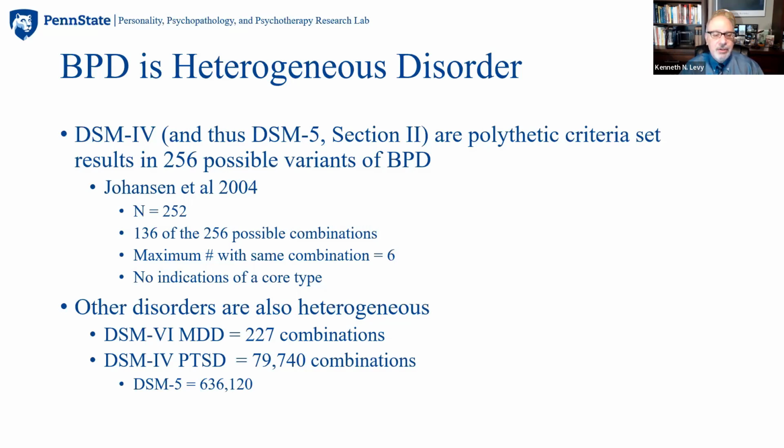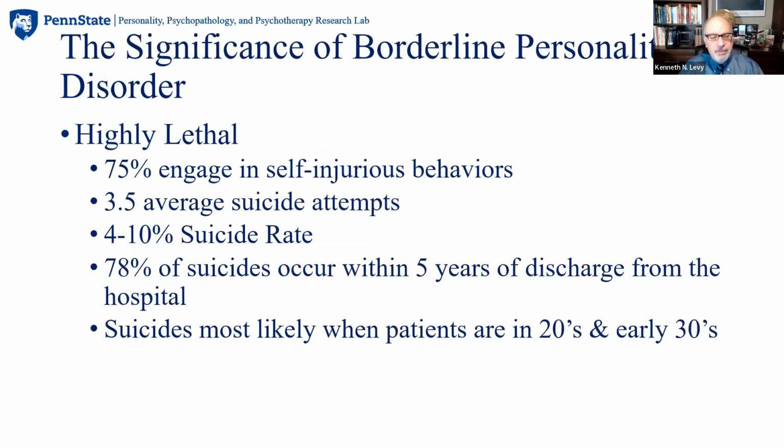I think that the reality and complexity of people's experiences means that there are shared components, but there's also heterogeneity. As I alluded to before, the most significant aspect of borderline personality disorder is this lethality with regard to suicidality. 75% of patients engage in self-injurious behaviors, cutting themselves, burning themselves, doing other things that are potentially self-damaging. The average patient has 3.5 suicide attempts. Suicide rates range from 4 to 10%.